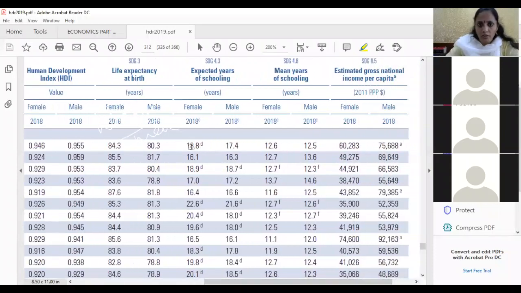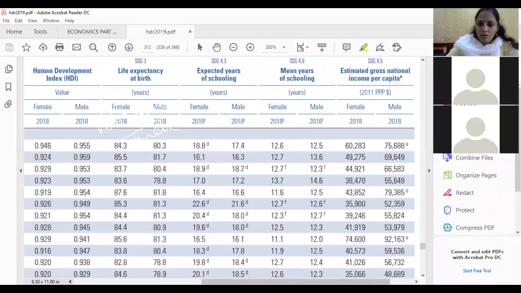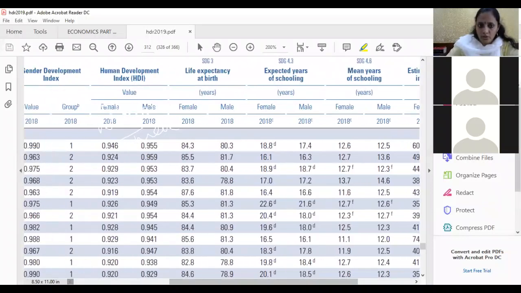You can see that expected years of schooling for female is more, and the mean years of schooling is also more for women in these kinds of very highly developed countries, which is unlike India. But their earning capability, men only are dominating over there, right? So this kind of a trend is there for the GDI.